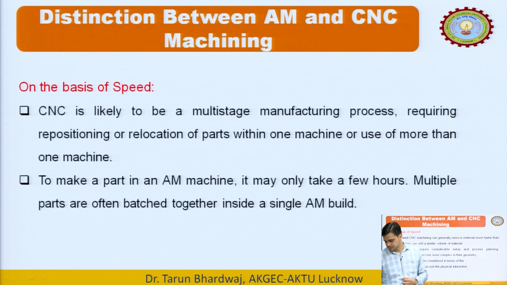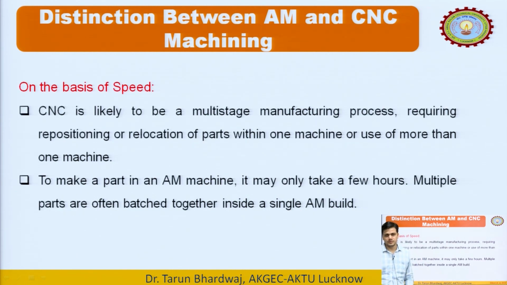machines. Now on the basis of speed, CNC is likely to be a multi-stage manufacturing process requiring repositioning or relocation of the part within one machine, or the use of more than one machine. Means if you have a very complex part, you may require a number of machines. But in additive manufacturing it is not like that. You go for any product in a single stage, and in terms of time, making that part on an AM machine may take only a few hours.